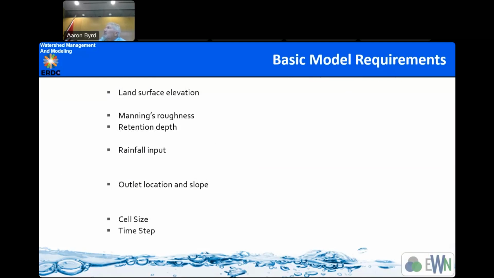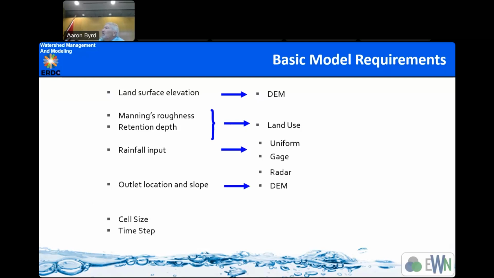Basic model requirements. To do the overland flow, we need certain things. We need a land surface elevation. Of course, that comes from our DEM. I think we said that enough times. Our managed roughness and retention depth, and the retention depth is accounting for microtopography. That comes from our land use. Of course, there's our rainfall input. We have different methods. We have an outlet location and slope. That comes from our DEM. And then a cell size and a model time step, a controlling time step, that's defined by the user.